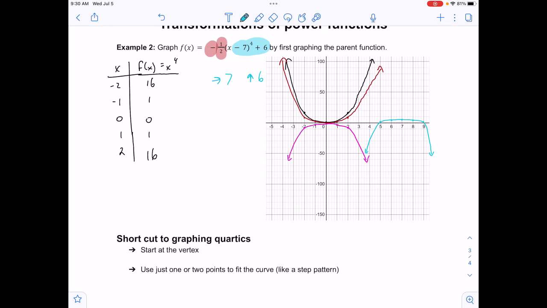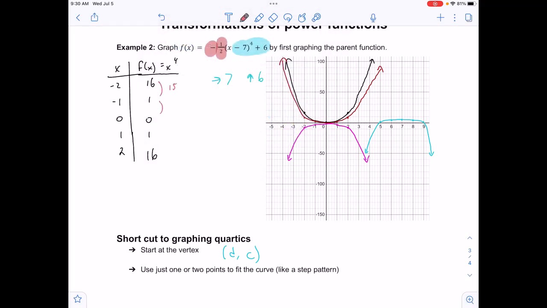So we can see once again that we are able to sort of shortcut this. It would have been a lot easier if I had just started at my starting point, which ended up being 7, 6, and then simply used my step pattern. So we're going to do the exact same thing. We started at our vertex, which is located once again at (h, k). And then we use our step pattern. Let's figure out what that pattern is.